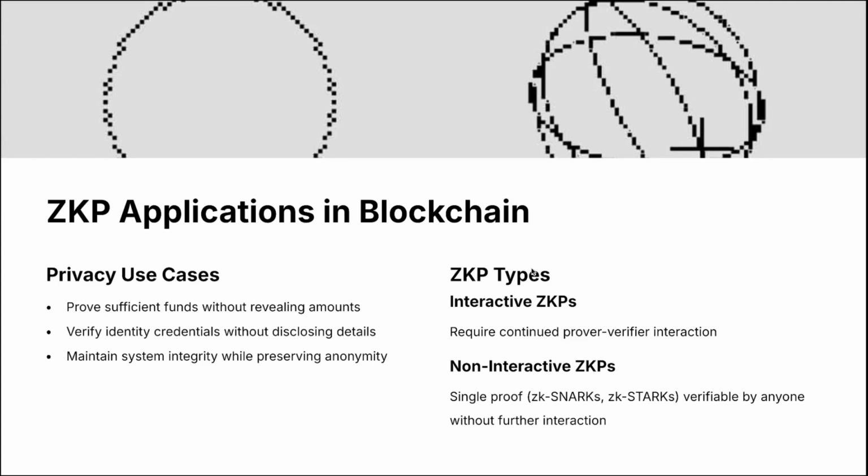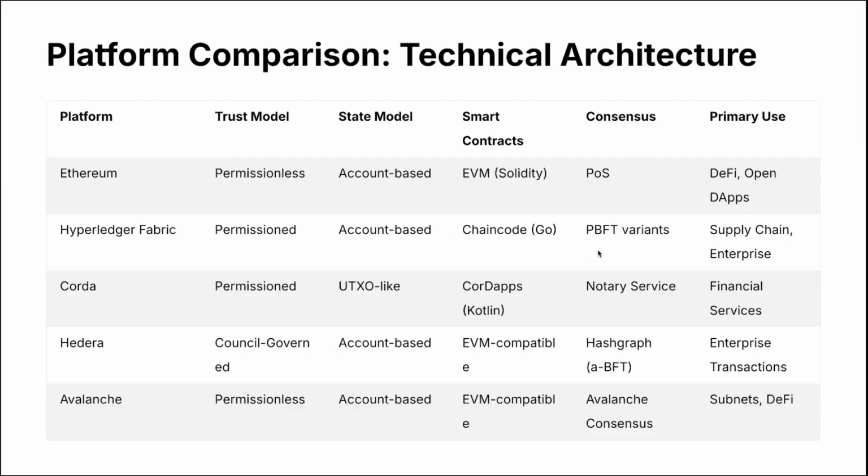All right, now before we finish, let's quickly jump into some platform comparison. We have key types of platforms: Ethereum, Hyperledger Fabric, Corda, Hedera, Avalanche. These are some of the main DLT platforms. So Ethereum: permissionless, using an account-based model and the EVM, where smart contracts are typically written in Solidity. It relies on proof of stake for consensus, and it's also widely used in DeFi and the open dApp ecosystem.